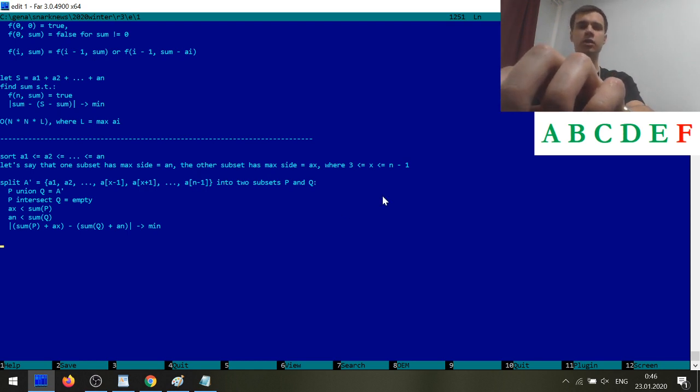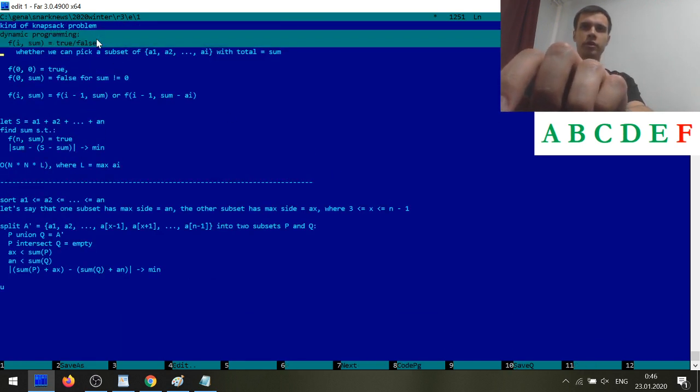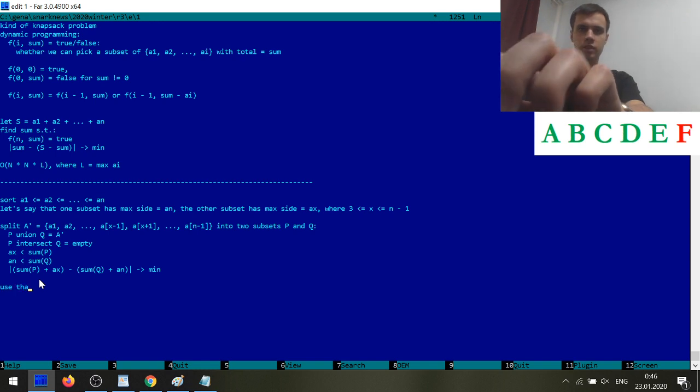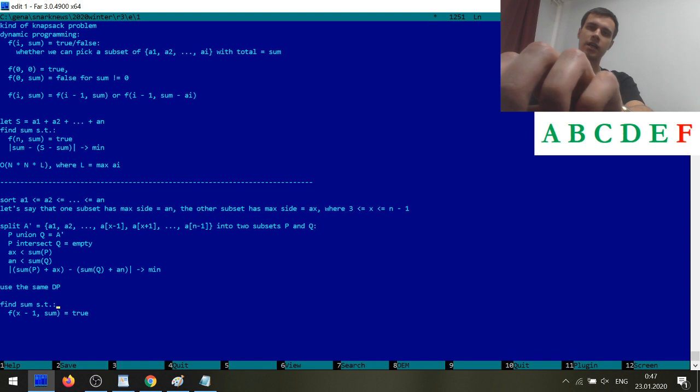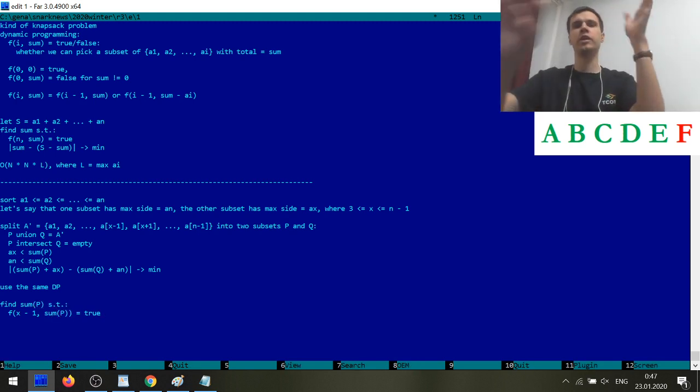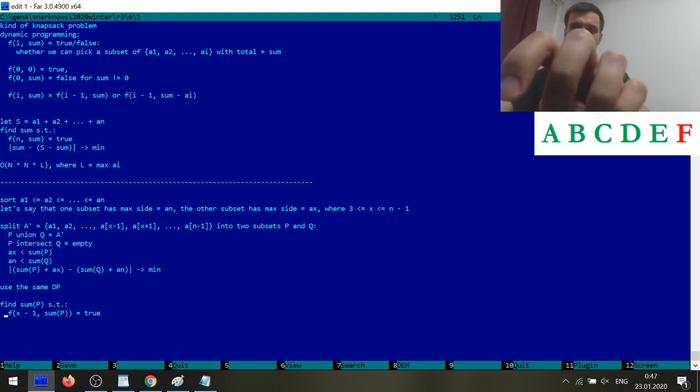We just can use the same dynamic programming, the same function, the same f. So we'll be using the same dp. So we just find a sum such that f x minus 1 of sum is equal to true. So here sum is sum p. Basically we just find the sum of subset p, so that f x minus 1, we can build this sum on the prefix before.